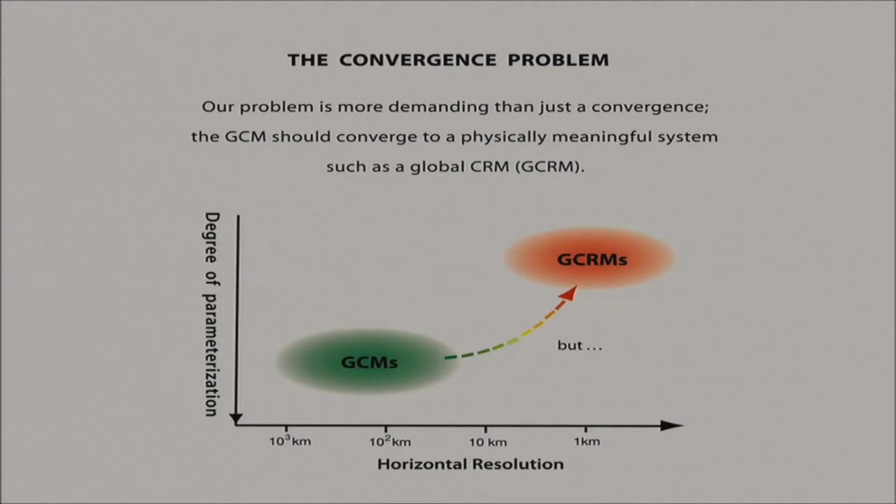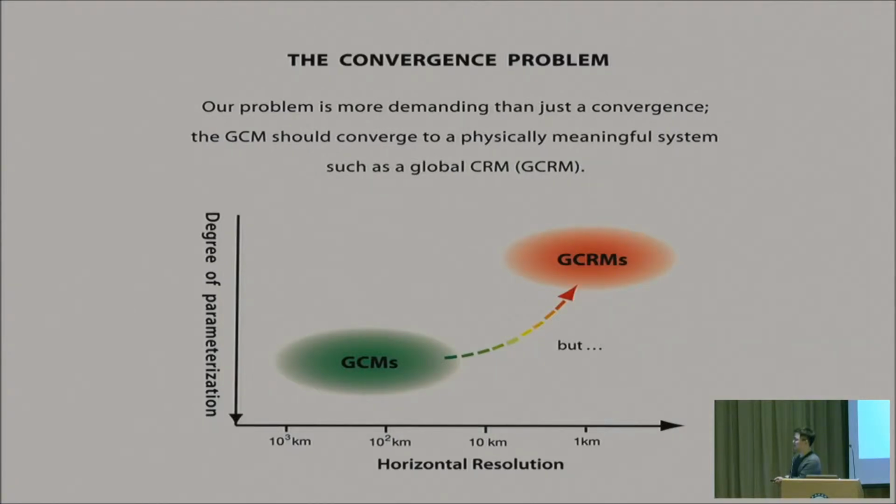It's actually a problem that we need a model in which, as the resolution increases, such as here from 100 kilometers to cloud resolving resolutions, the transition is very smooth, such as the arrow drawn here. So the GCM should converge to a physically meaningful system, such as a global cloud resolving model. To develop parameterization for this kind of application, we have to go back to the root of the assumption of the cumulus parameterization.